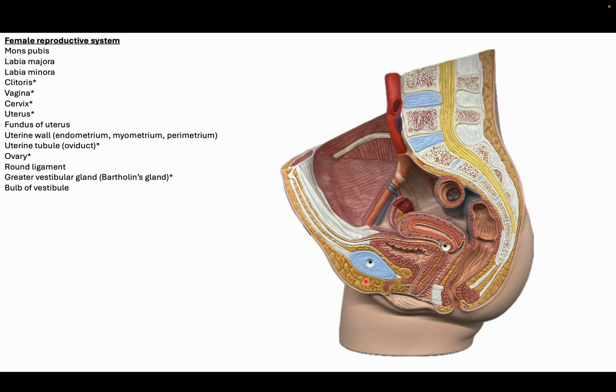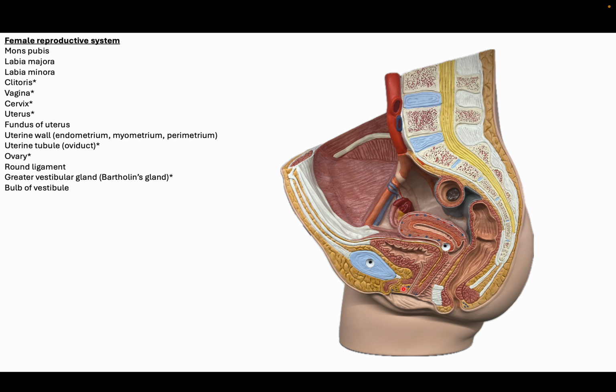Now, from the mons pubis, we can see the clitoris right here. The clitoris is analogous to the glans penis in males. It's just that during embryonic development, the males get the signal for the clitoris to elongate. In females, the clitoris doesn't elongate, so it stays as the clitoris. And then from the clitoris, we have this organ right here.